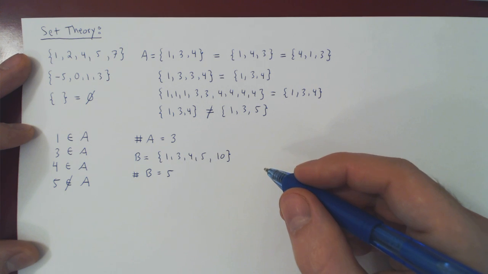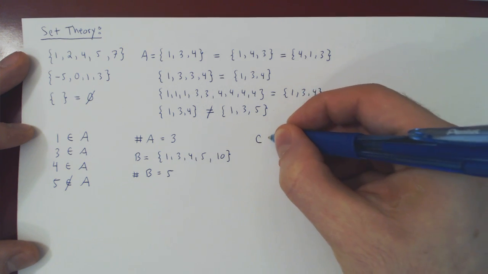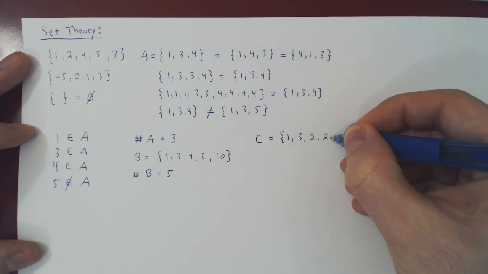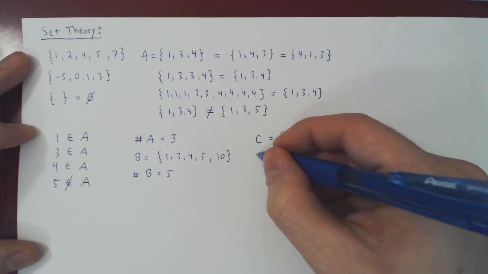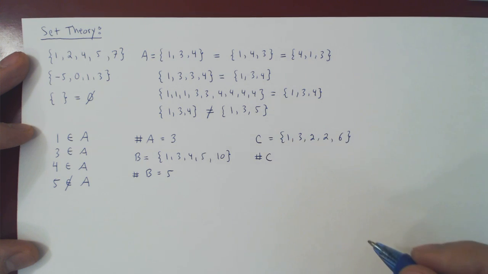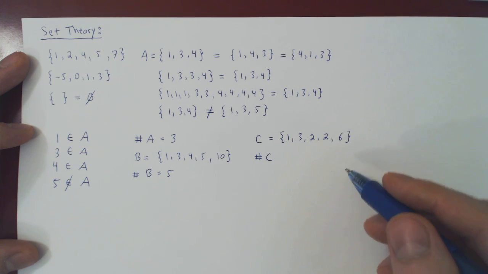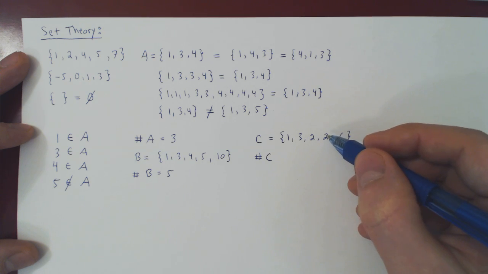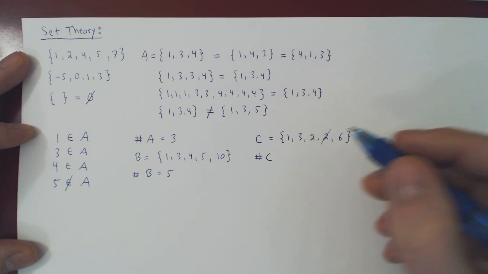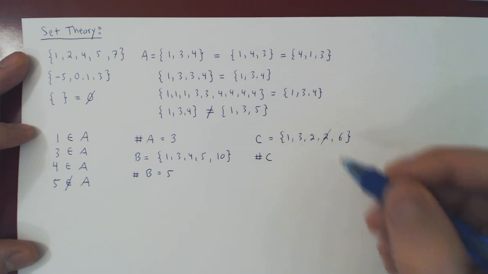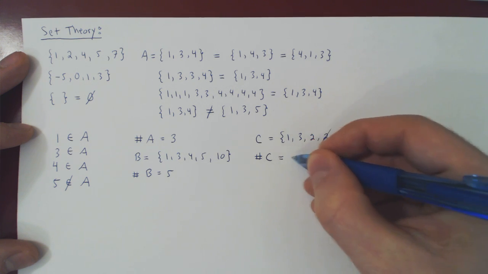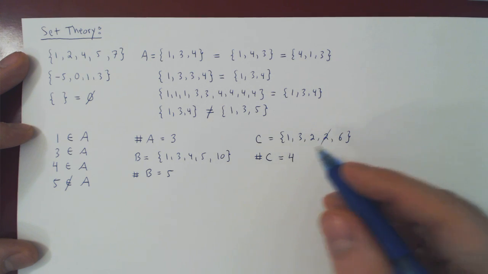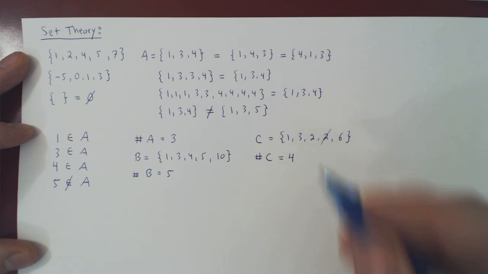Be careful. If you said C is the set 1, 3, 2, 2, 6, then the number of elements in C is 4 and not 5. 1, 3, 2, 2, 6, but we do not count repetition, so we ignore this 2, and there are only 1, 2, 3, 4 distinct elements, and so the size of C is 4. So always be careful about this, that you remember that we do not count repetition.